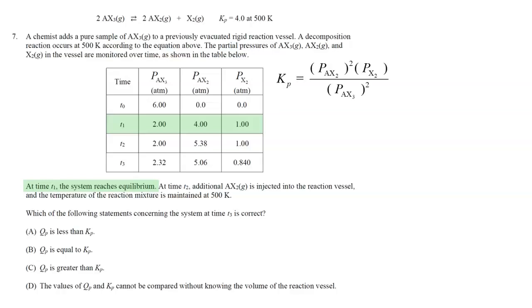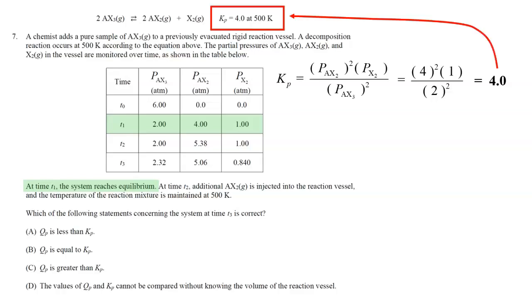So at this point, if I wanted to calculate the value of the equilibrium constant Kp for this system, then I would just plug in those partial pressures from the table into the Kp expression. And so the math would be partial pressure of AX2 squared times partial pressure of X2 divided by the partial pressure of AX3 squared, and I would get 4 squared times 1 divided by 2 squared. Now, when I do that math, I get that the Kp is 4, which actually matches the value of Kp that we were given in this question.